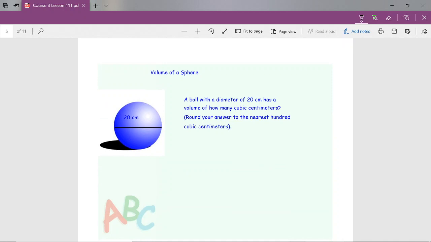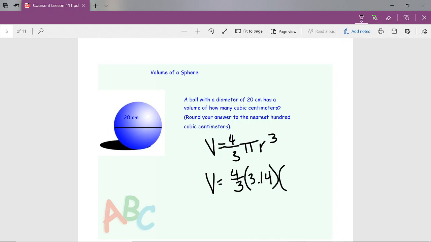So if I had this ball that has a diameter of 20 centimeters, what is the volume in cubic centimeters? So let's write down our formula. V equals 4/3 pi r cubed. So let's plug in what we know. 4/3, and we're using 3.14 for pi, and then my radius. Well, my diameter is 20, so my radius must be 10, and we cube that. So I am actually taking V equals 4/3 times 3.14 times 1,000, which is 3140.